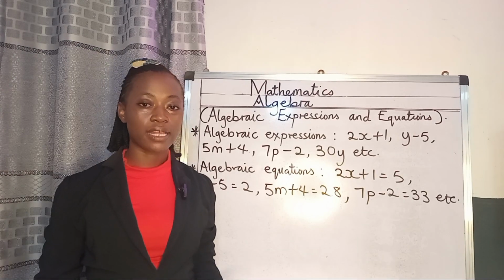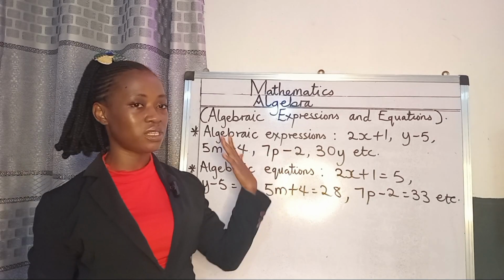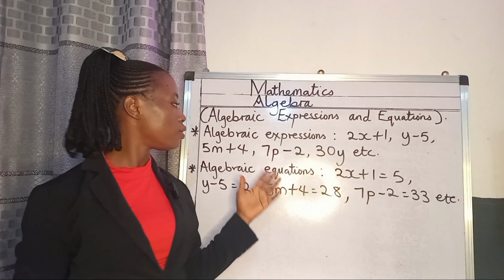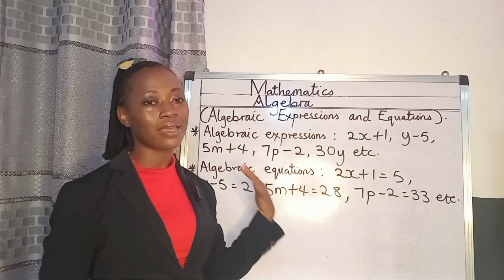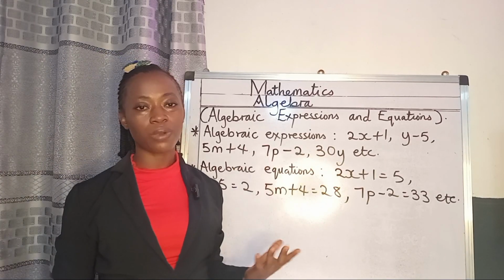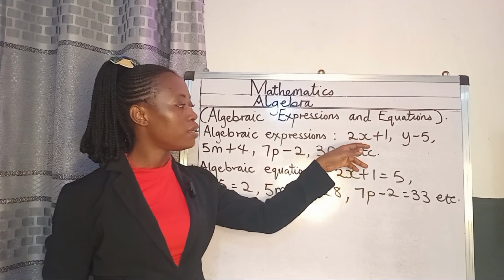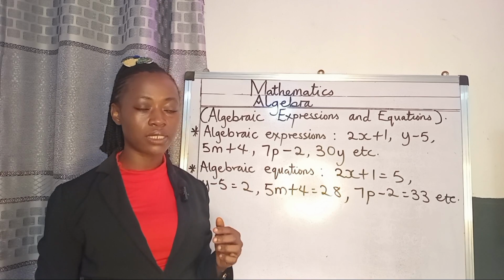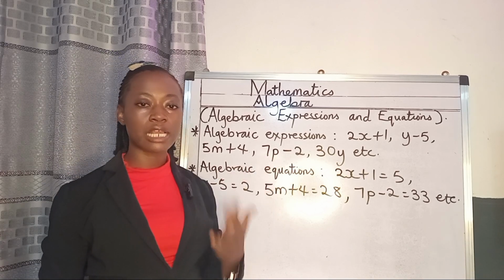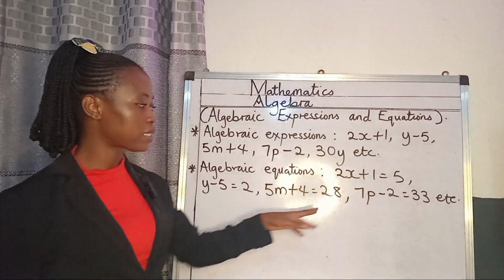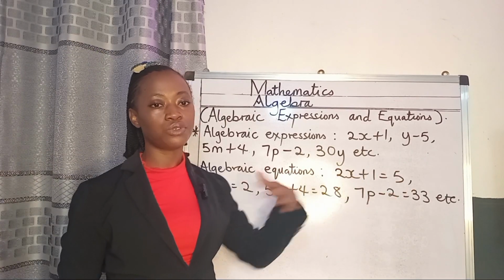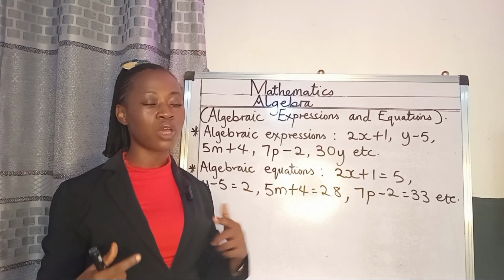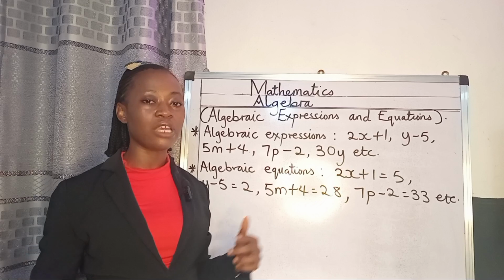All right, first things first. When you talk about algebraic expressions, now you are talking about expressions of this sort like 2x plus 1, y minus 5, 5m plus 4, 7p minus 2, 30y, and so on and so forth. These are algebraic expressions. As far as you are having a letter in that expression, it becomes an algebraic expression, all right? So this is just an expression. Now, when you equate an algebraic expression to a value, you have what you call an algebraic equation. So an algebraic equation is simply telling you that two algebraic expressions are equal in value.